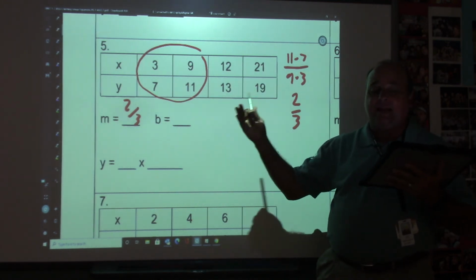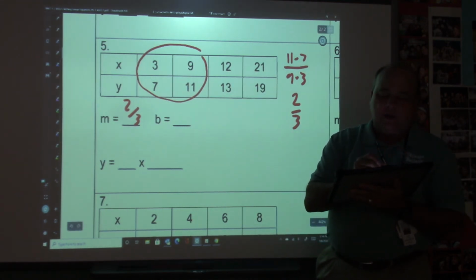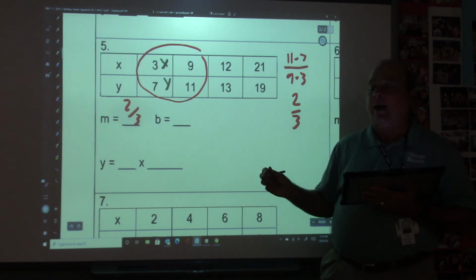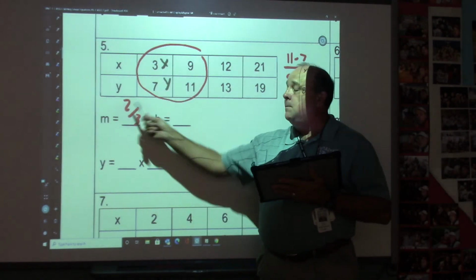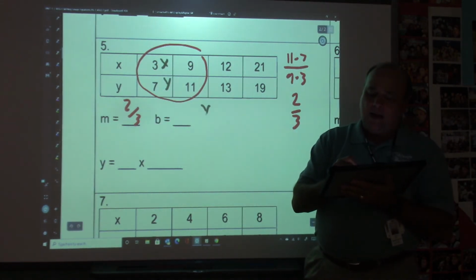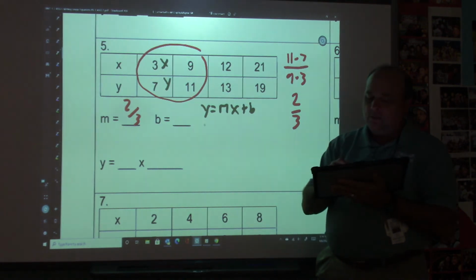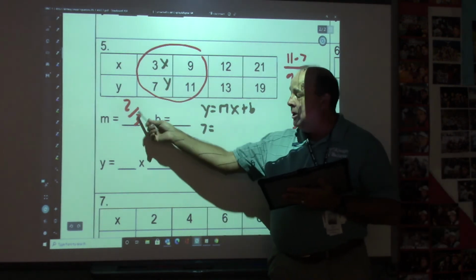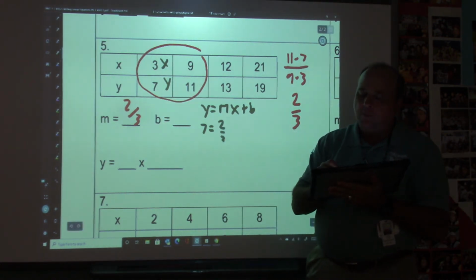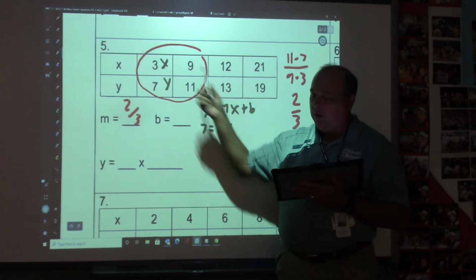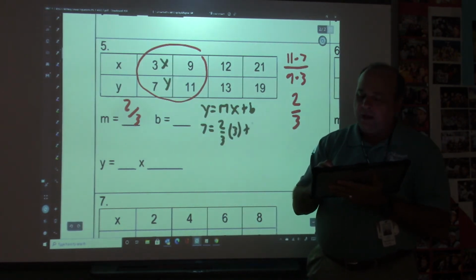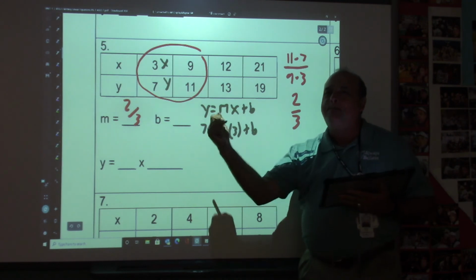Now then, pick the easiest numbers. So I'm going to pick this for my x and this for my y. So I know my y, my x, and my m, don't I? Write out y equals mx plus b. I'm going to replace the y with 7. I'm going to replace my m with 2/3. Parentheses, my x is 3 plus b. Okay? Bam! We got this.